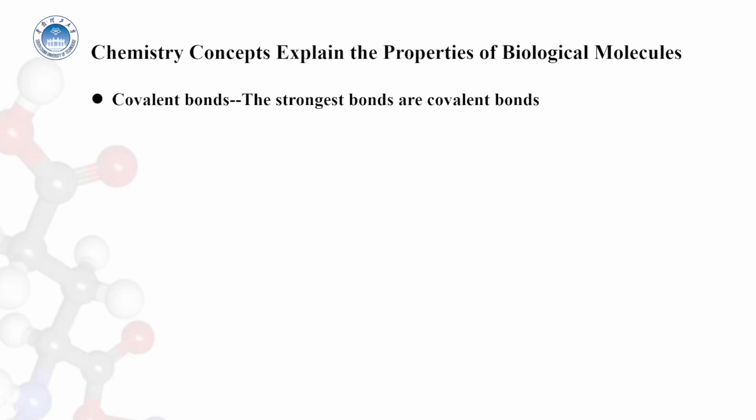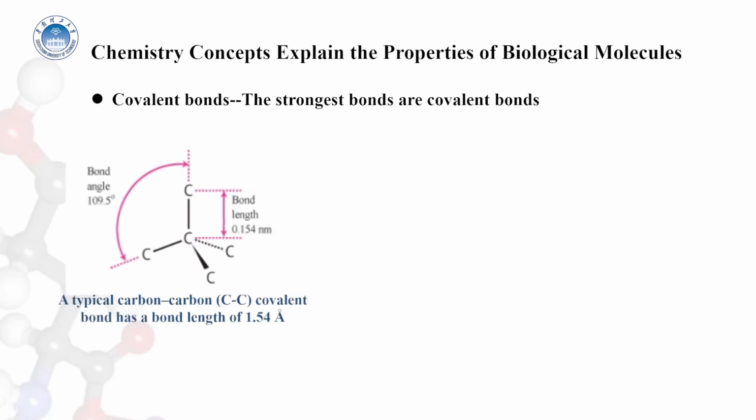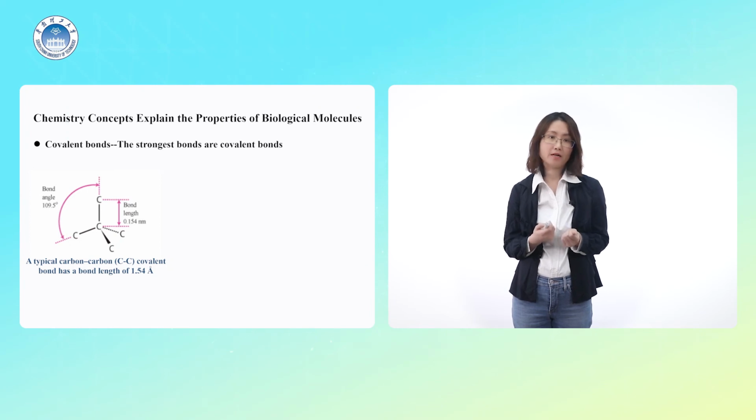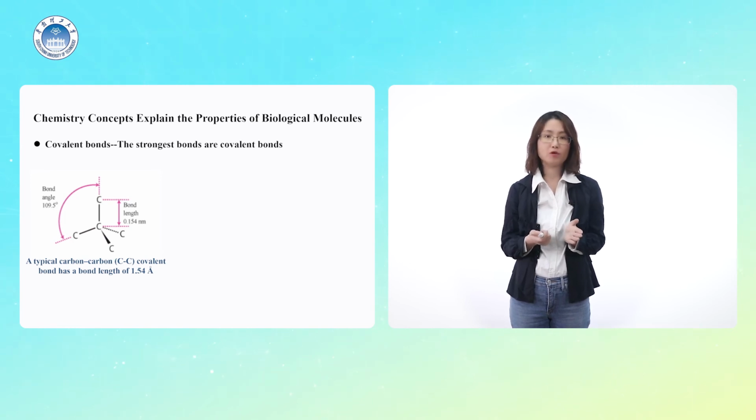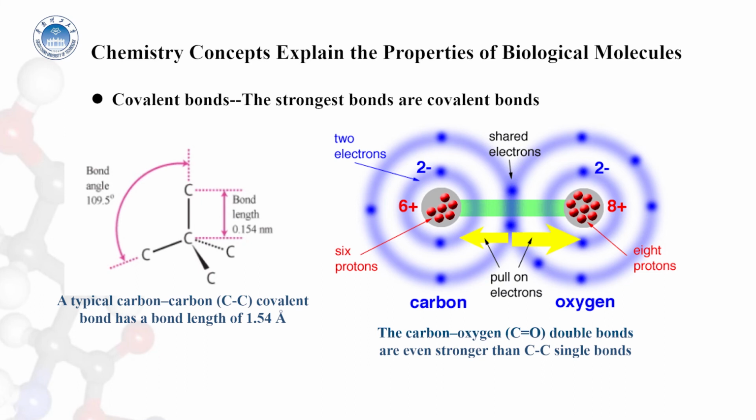Covalent and non-covalent bonds are important for the structure and stability of biological molecules. A covalent bond is formed by the sharing of a pair of electrons between adjacent atoms. A typical carbon-carbon covalent bond has a bond length of 1.54 angstrom, and the bond energy is between 347 to 355 kilojoules per mole. The carbon-oxygen double bonds are even stronger than carbon-carbon single bonds and are somewhat shorter.